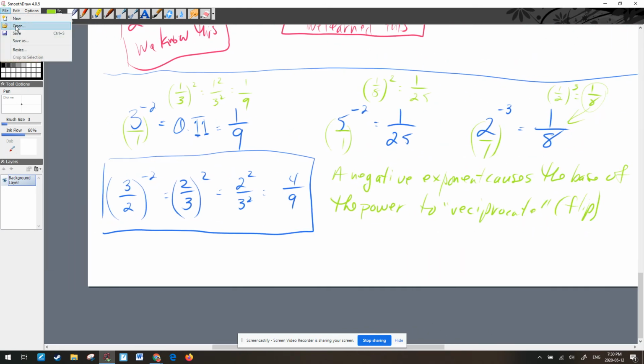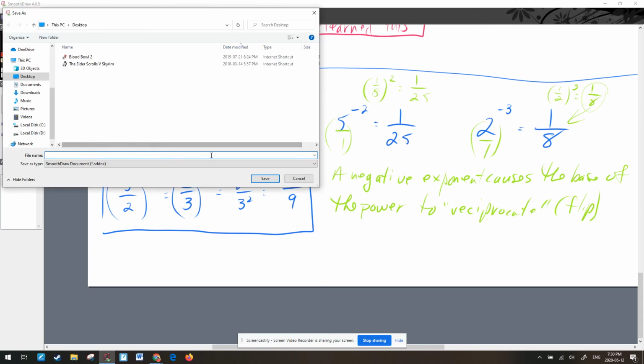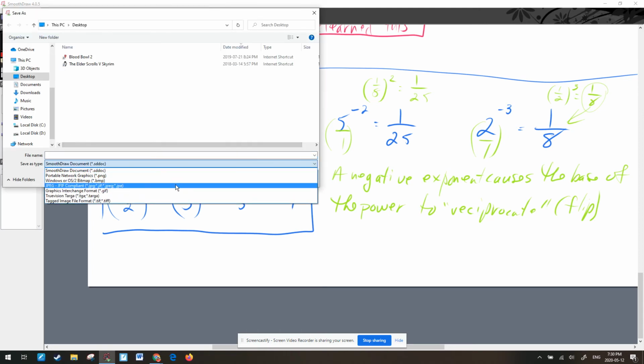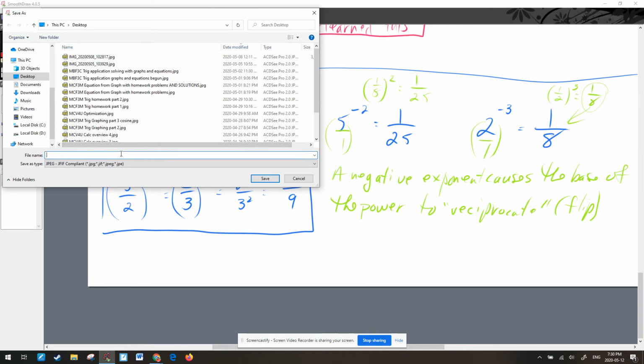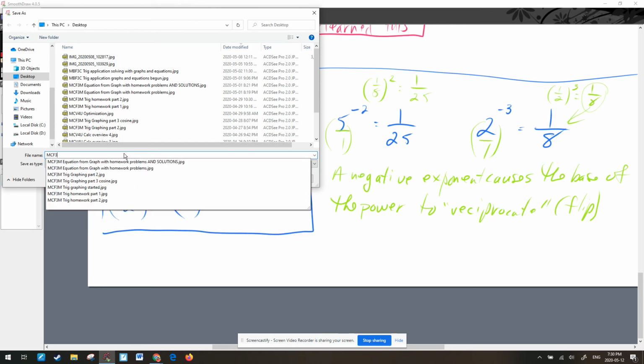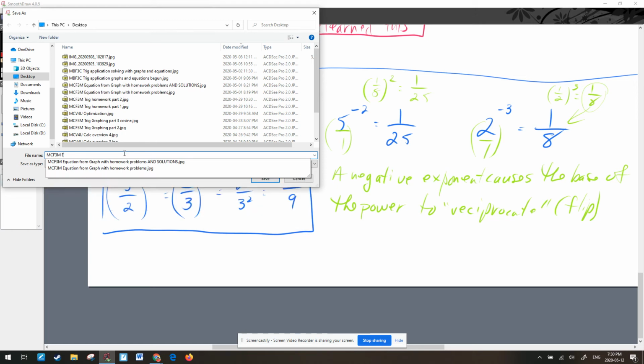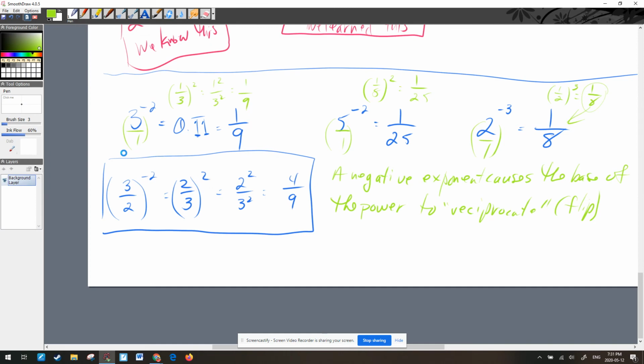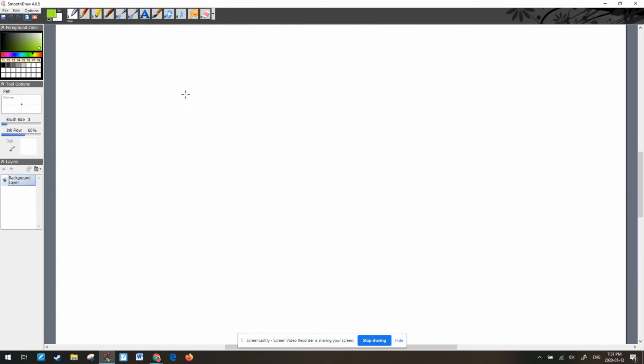So File, save as, make it a JPEG, and this is MCF3M, and this is exponents, done. Save that, and then File, new. Okay, sorry, apologies. All right, so we're almost there.